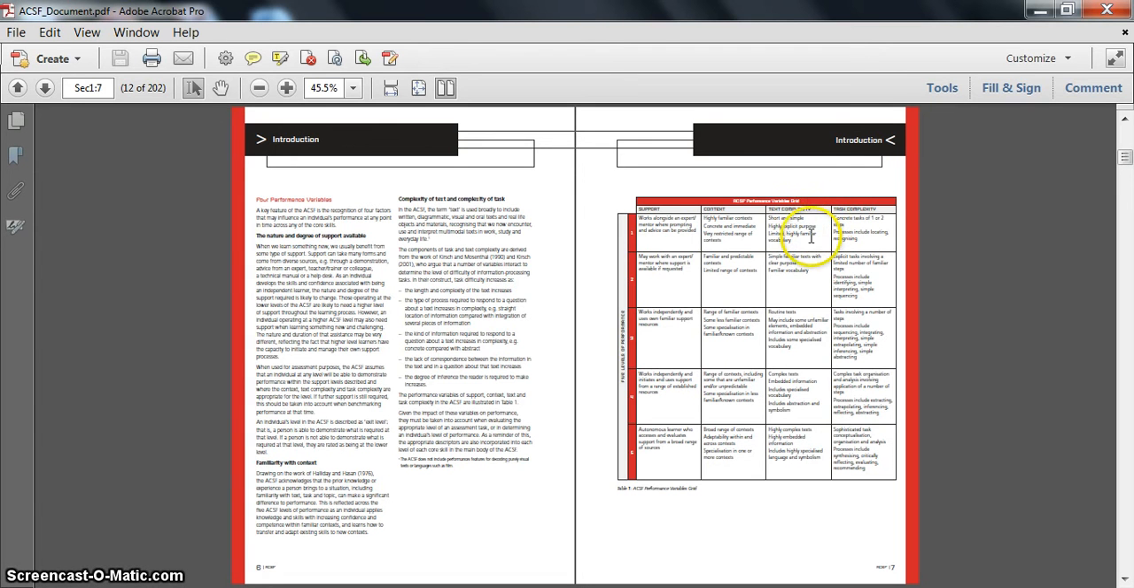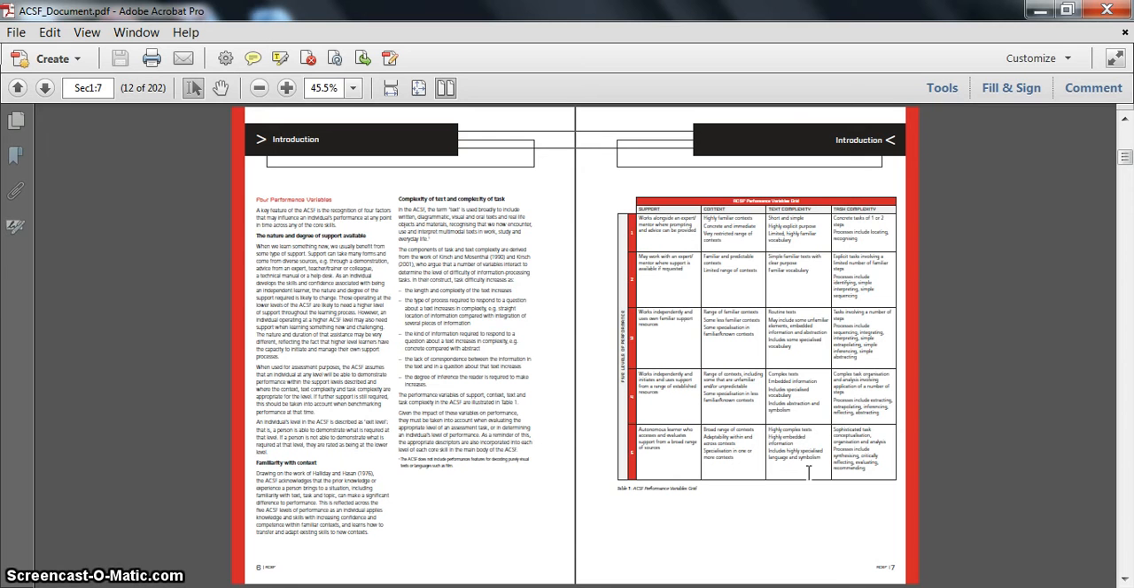So, for example, in text complexity, at level 1, short, simple, highly explicit texts. Level 2, simple, familiar texts with a clear purpose. Level 3, routine texts. Level 4, complex texts. Level 5, highly complex texts. So the 5 levels are basically that.